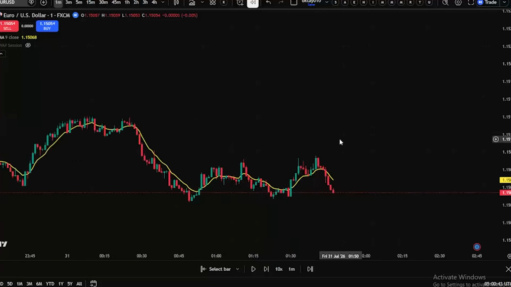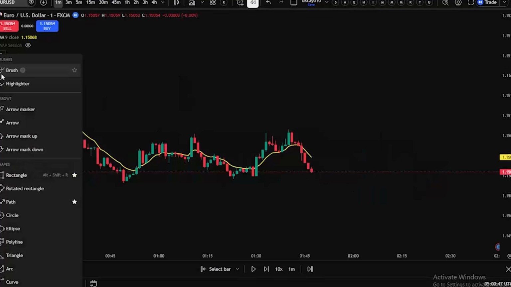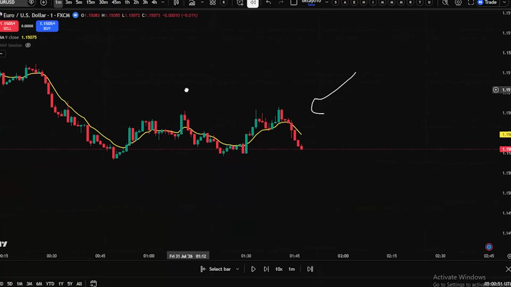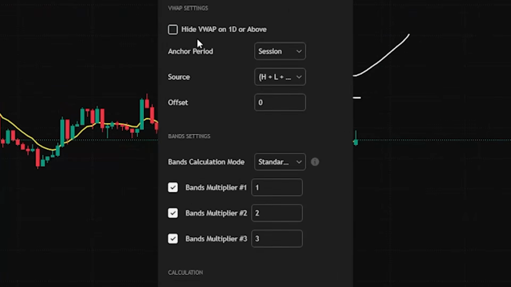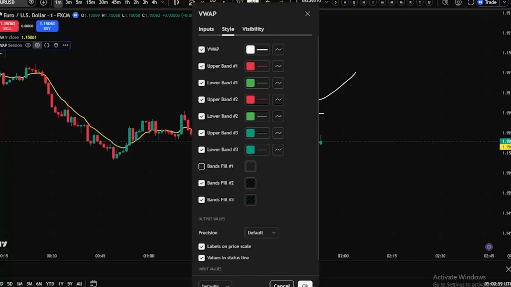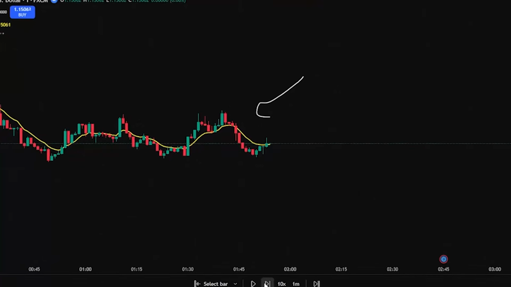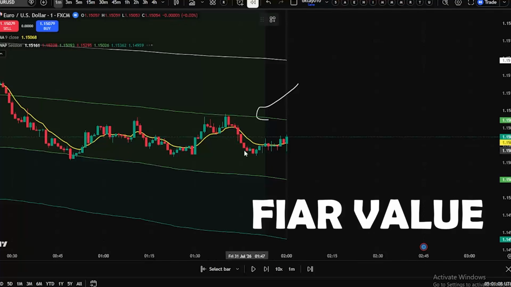The more empty the chart, the easier it is to make decisions. Now, what is the role of each? The 9 EMA shows the short-term price behavior and reacts quickly to market movements. But the most important part of this strategy is the VWAP. VWAP shows us where the average real price of transactions is during the day, and many financial institutions and professional traders use it as a reference for fair value.